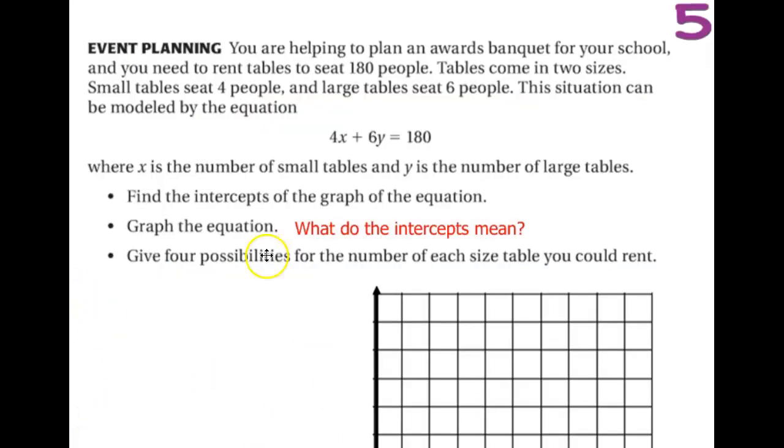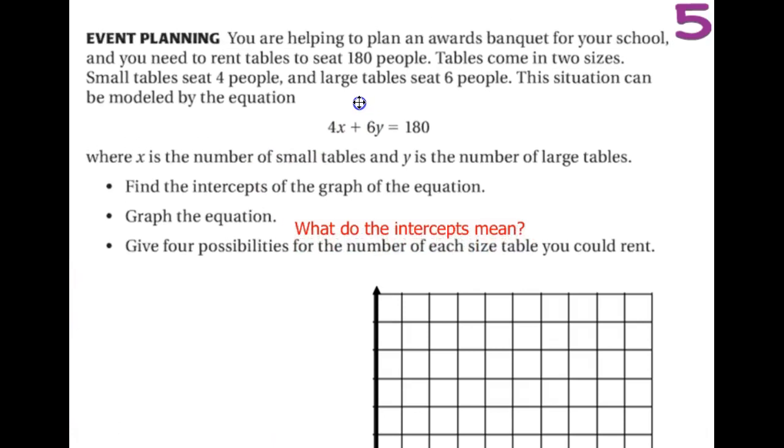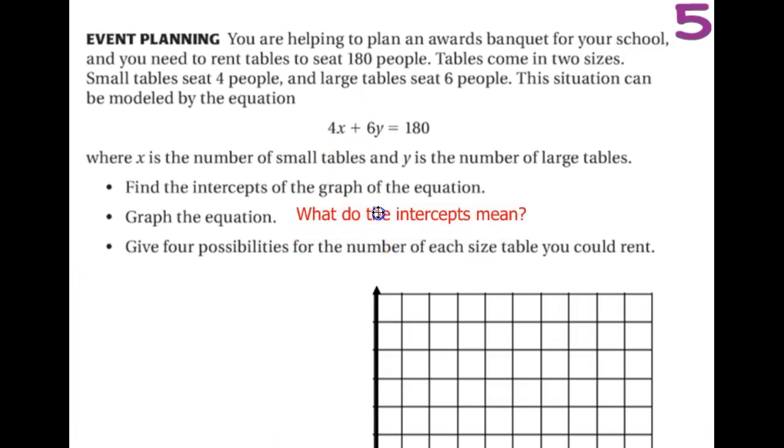Alright, next we have a problem. It's about event planning. It says, you are helping plan an awards banquet for your school, and you need to rent tables to seat 180 people. Tables come in 2 sizes.